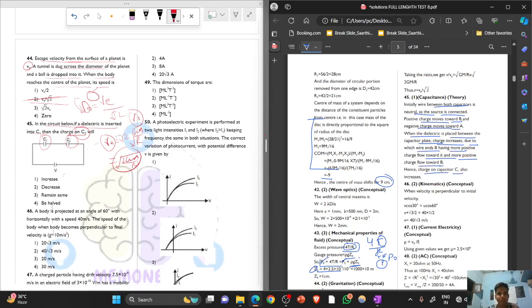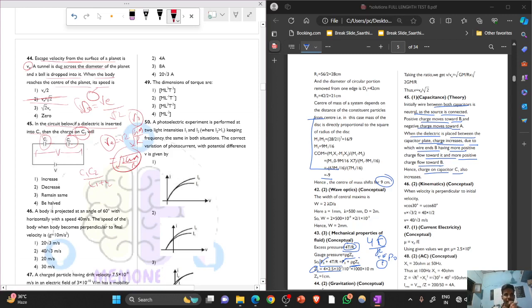So you can understand it this way: as if both are in series, C1 and C2, they will behave like C1 C2 by C1 plus C2, with a potential of V across both. If a dielectric is inserted in the first scenario, it is asking about the charge in the second.